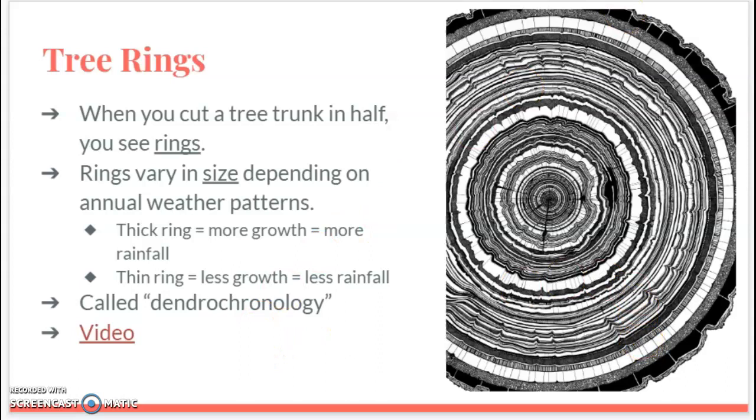We call this dendrochronology. So let's remember that our root word dendro means tree and chron means time, and then ology, of course, is the study of. So dendrochronology literally means the study of tree time. Isn't that pretty cool?